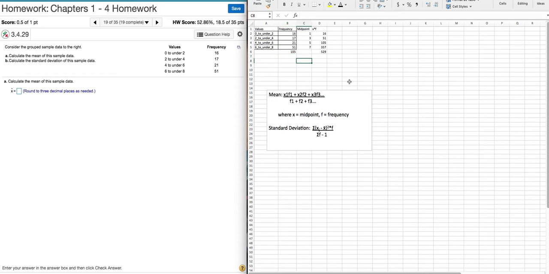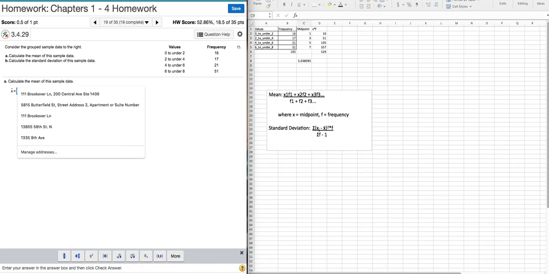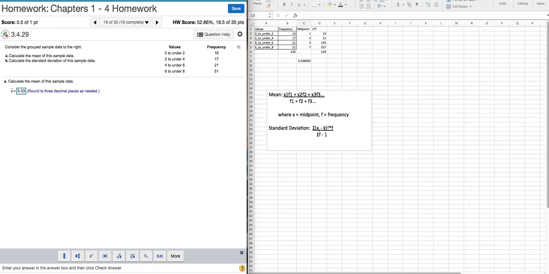So we're going to take the sum of all the midpoints times frequencies that we calculated for the numerator, and we're going to divide that by the sum of all the frequencies as the denominator. Okay, and that comes up with 5.038, and we do want 3 decimal places here, so the mean of this grouped sample is 5.038.